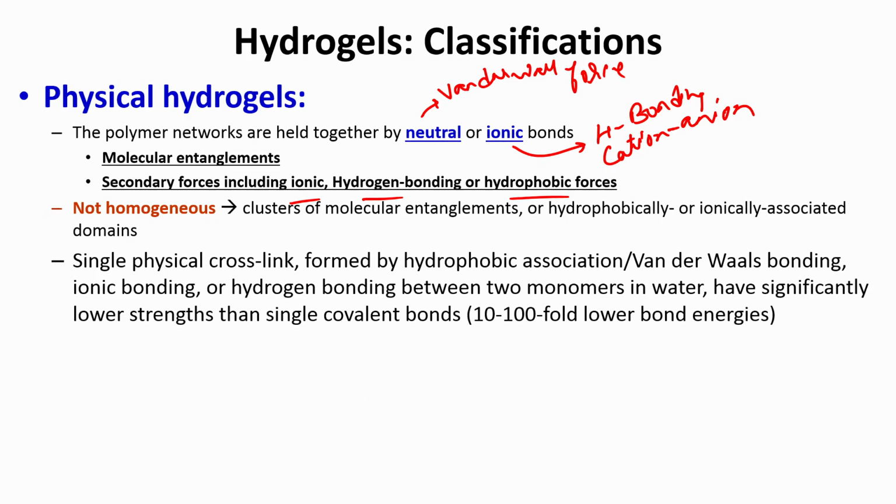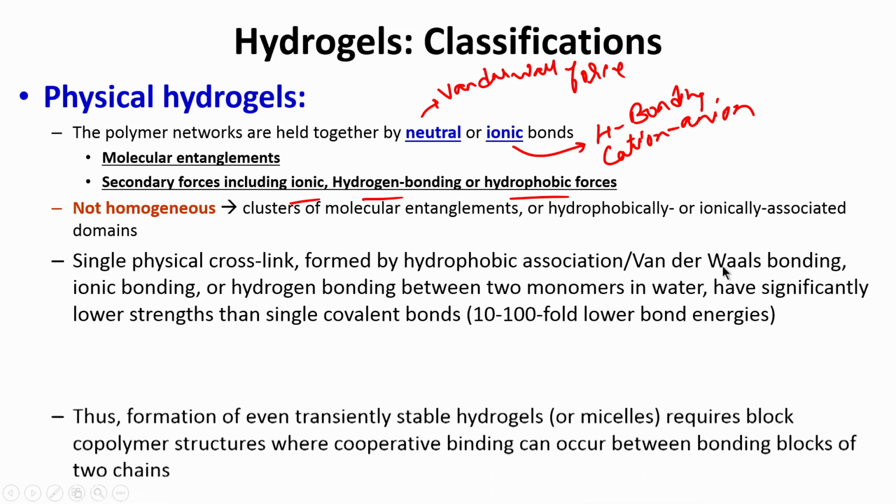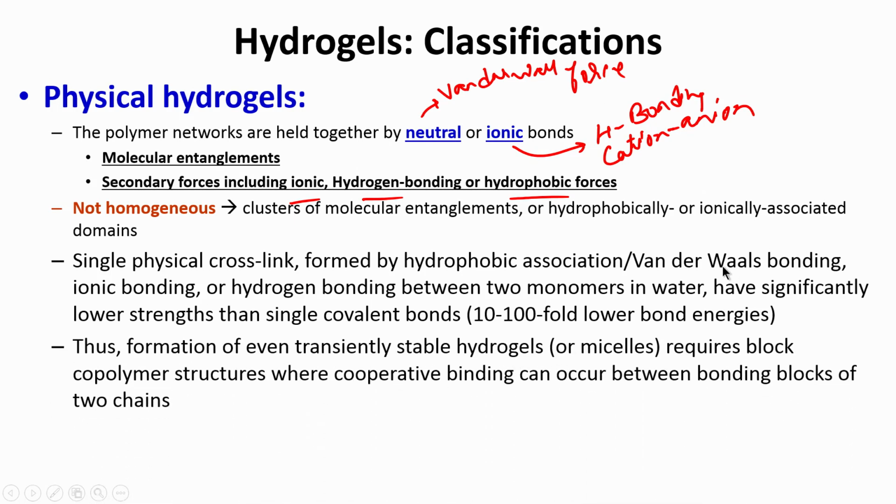So, just to keep in mind that their individual bond strengths are fairly low, whereas in covalent bonds it is fairly high. Thus, formulation of even transiently stable hydrogels requires block copolymer structures where cooperative binding can occur. What essentially this means is, let us say I have a block copolymer with monomer A here and B here.